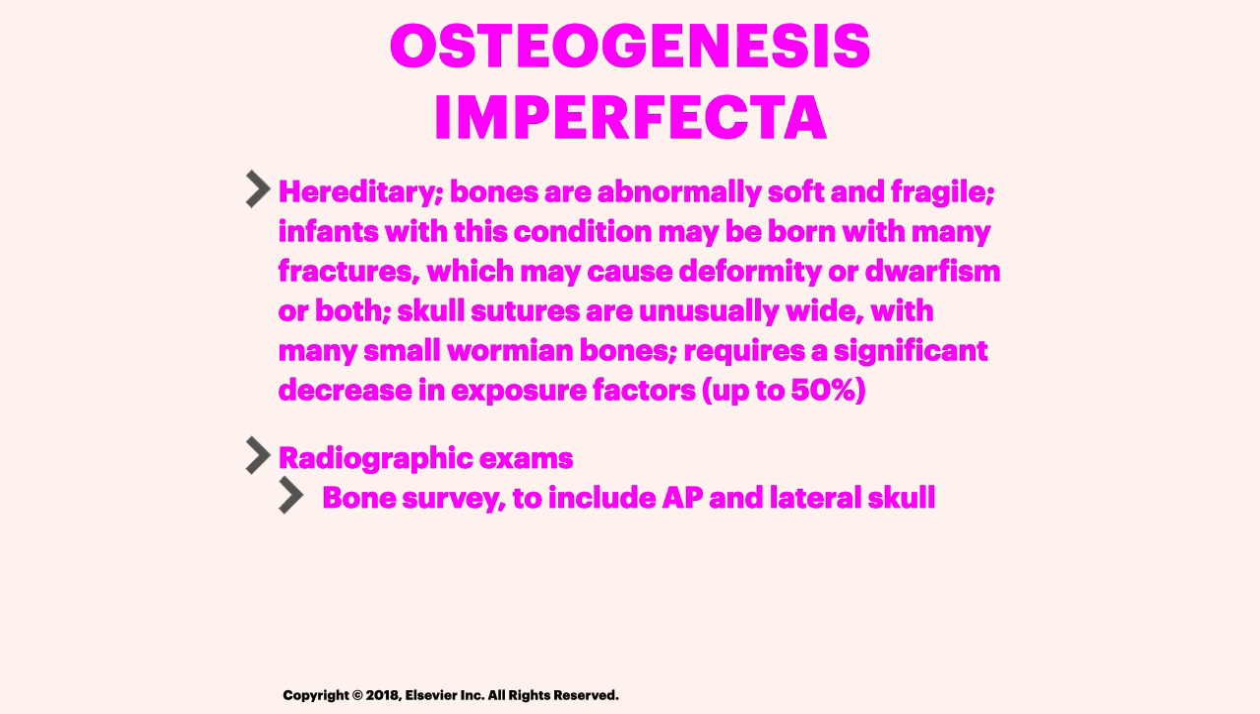Osteogenesis imperfecta, hereditary. Bones are abnormally soft and fragile. Infants with this condition may be born with many fractures, which may cause deformity or dwarfism or both. Skull sutures are unusually wide, with many small Wormian bones. Requires a significant decrease in exposure factors, up to 50%. Radiographic exams would be a bone survey to include an AP and lateral skull.